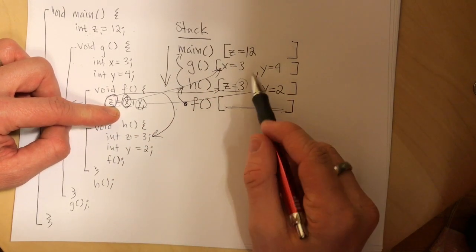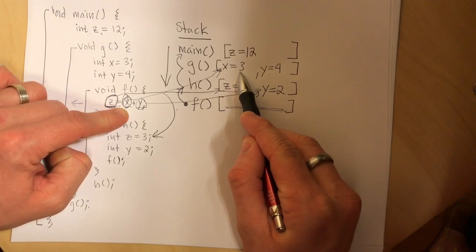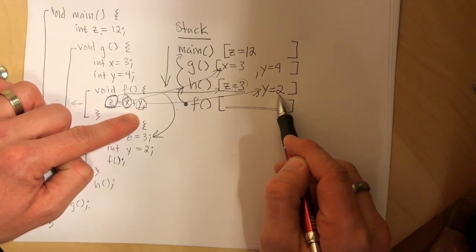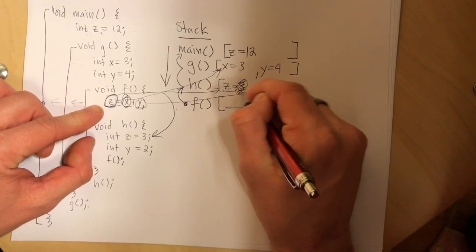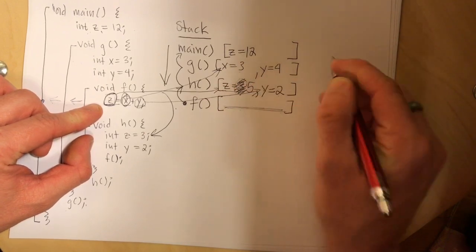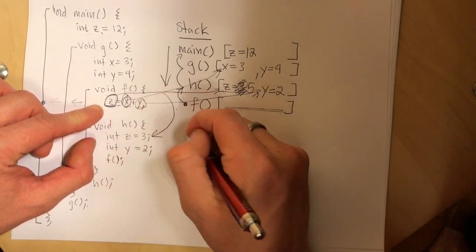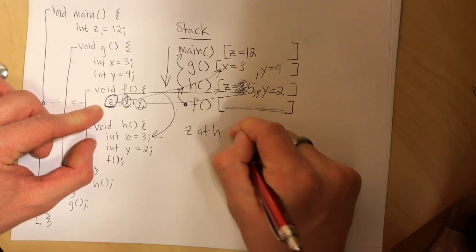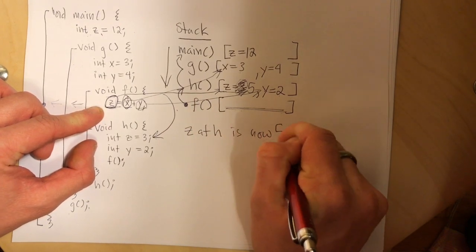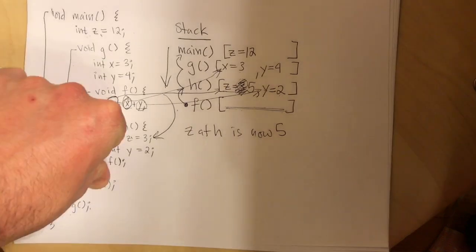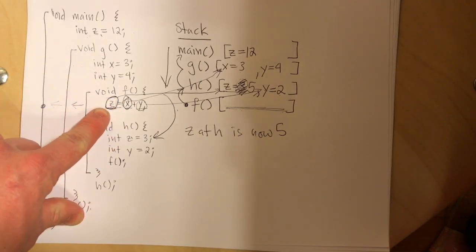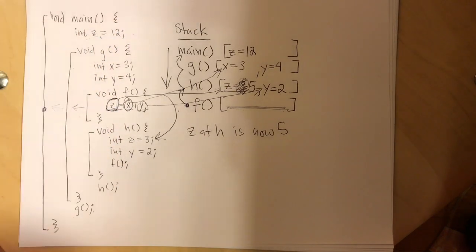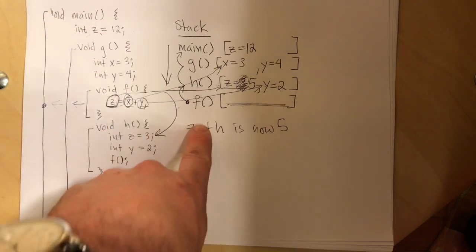So now we know what's going to happen. We're going to take X, which is 3, Y, which is 2, add them together, which is 5, and replace the Z stored at H with 5. So really what we did is we said the Z at H is now 5. That is what we have done. Okay. But now let me show you why this is called dynamic, because this completely depends on the actual call stack, not the structure of the code.